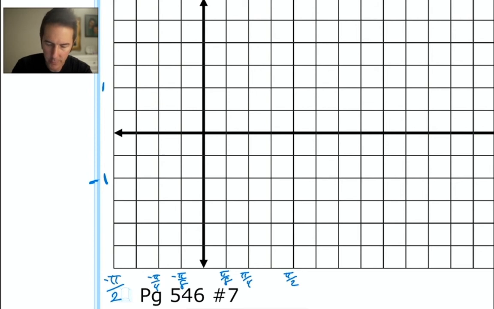At negative pi over 4, we've got a vertical asymptote. Previously it was at negative pi over 2. Now we've squeezed it in. It's at negative pi over 4. Let's do the other one while we're at it. At positive pi over 4.